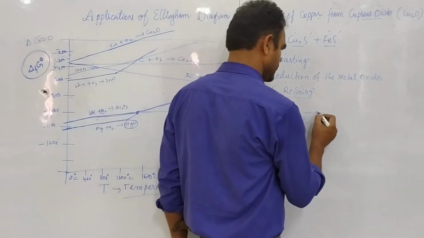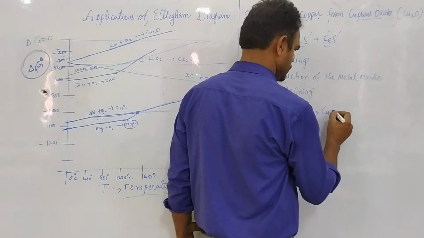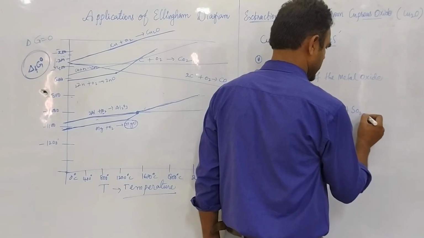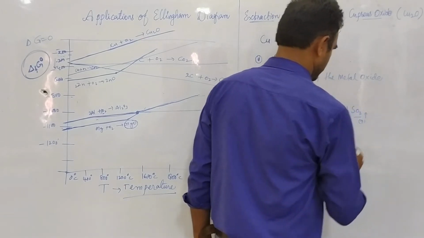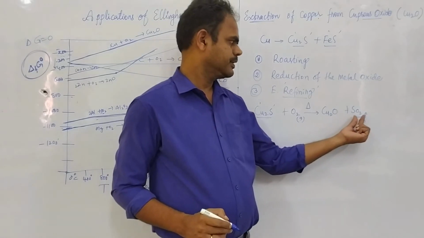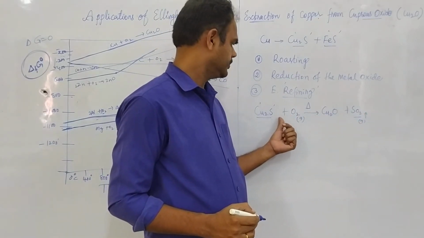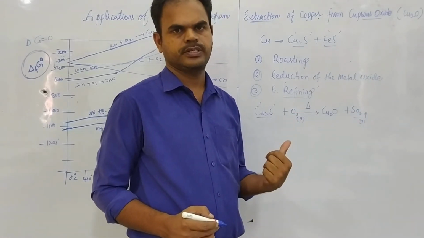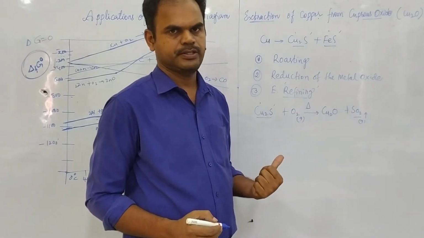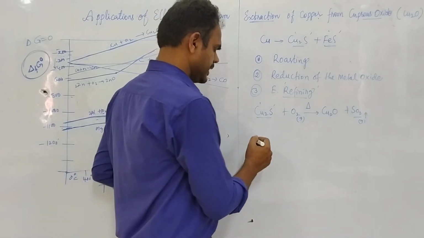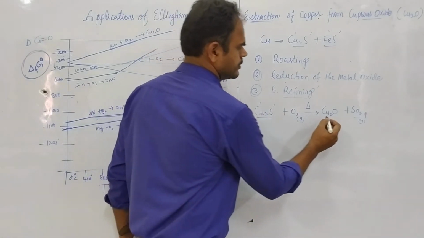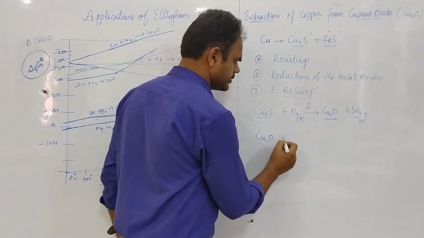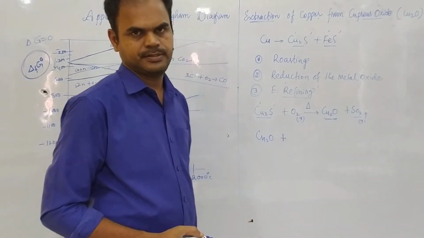Upon heating at high temperature, cuprous oxide is produced and SO2 gas is formed. The SO2 gas released from heating the cuprous sulfide is used in sulfuric acid manufacturing. After roasting, once you get the metal oxide Cu2O, it is again subjected to the reduction process.